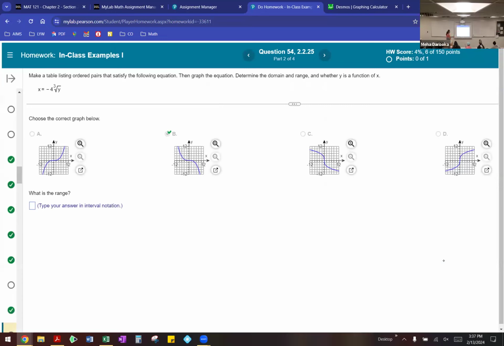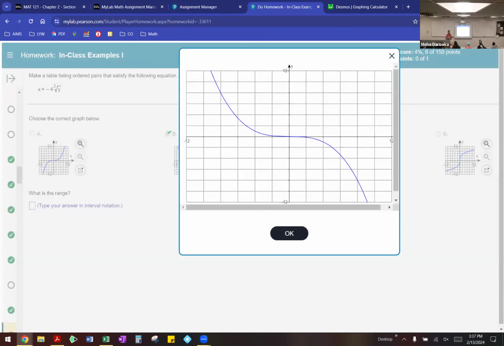So now they want to know the range. What are your y values that you're going to have for this function? And again, I can enlarge that graph to help you guys out. So what would you say your range for this function is? Okay, and I know the next question is going to be domain. So what's the domain for this function? Same.